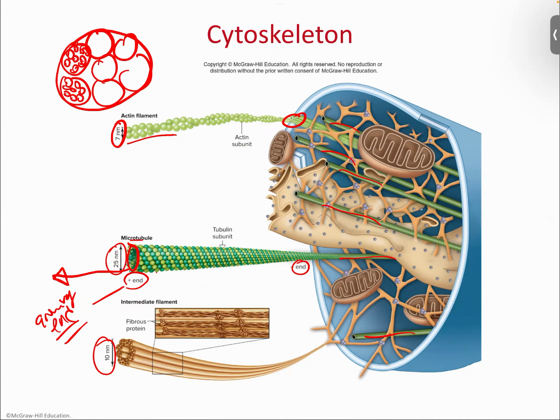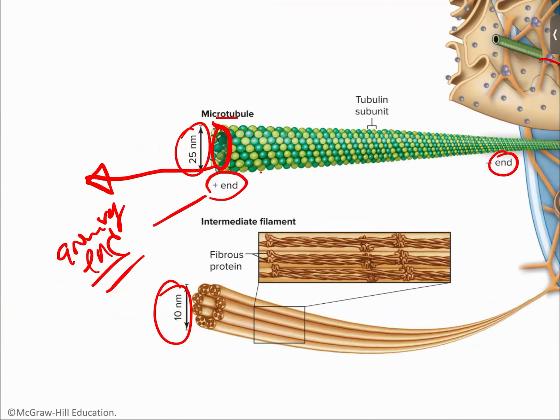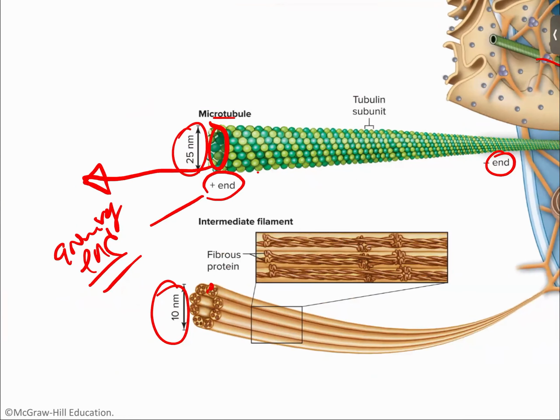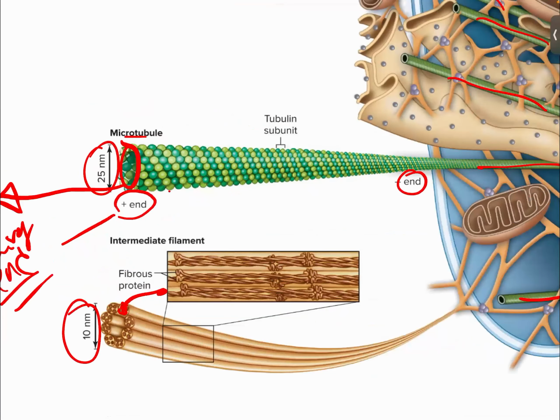So here you can see kind of like your big suspension bridge cable. And then within that, you can see smaller cables that are then also made of these little fibers of protein, whatever that protein is. Lamin, if you're nuclear lamina, keratin, if you're a keratinous sort of a thing. So those are intermediate filaments.